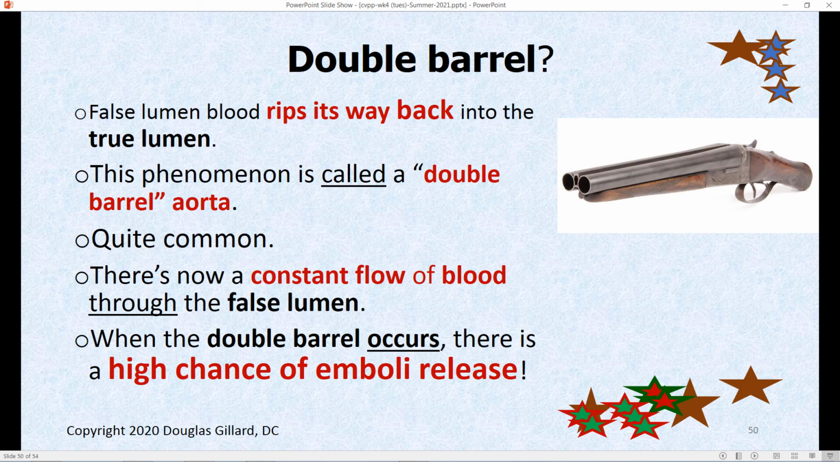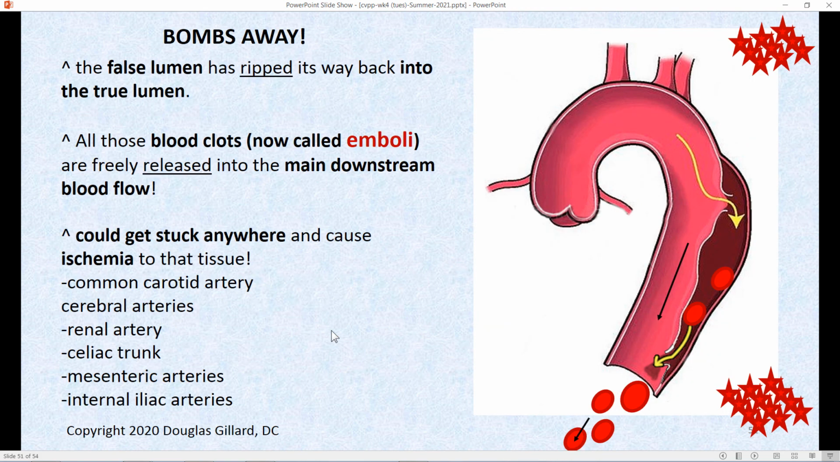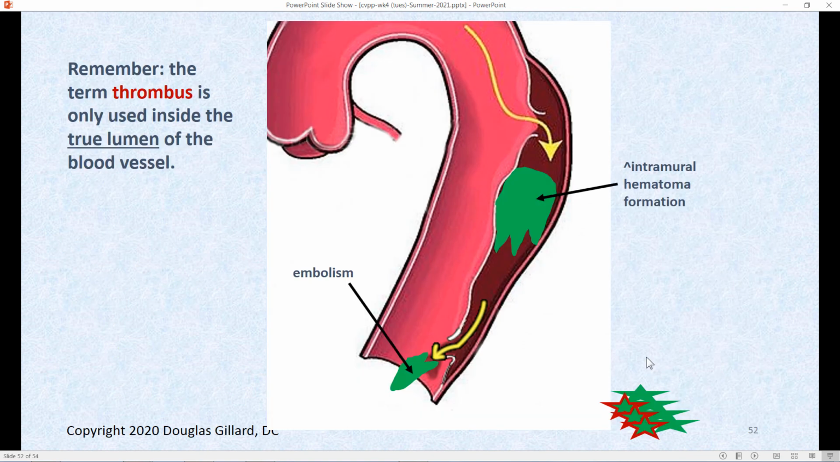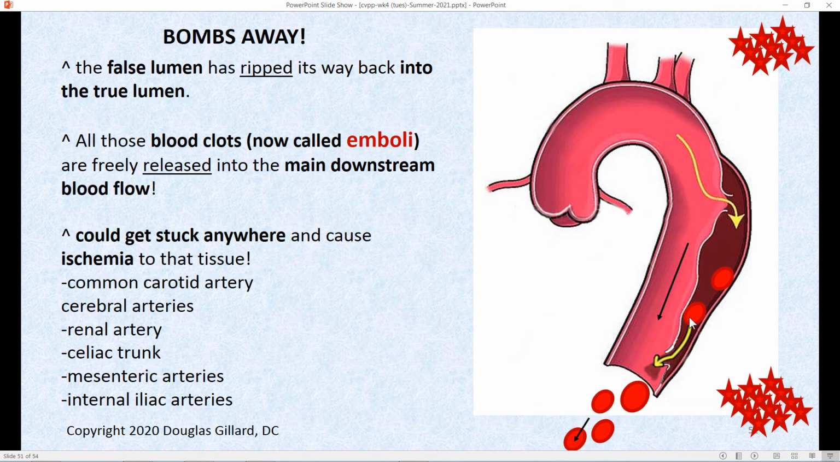Double barreling, as we said, occurs when the false lumen rips its way back into the true lumen, which usually happens with the passage of time. And now we have two routes for the blood to go, which is not that big a deal. But the danger occurs when all those blood clots are released, like in this cartoon. So all these blood clots were building up, and it finally broke back in. The false lumen now communicates with the true lumen, and we just released all these bombs which are going downstream, and who knows where they're going to be.